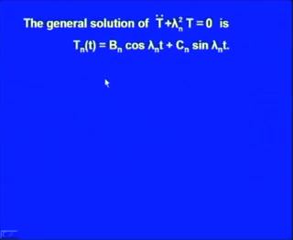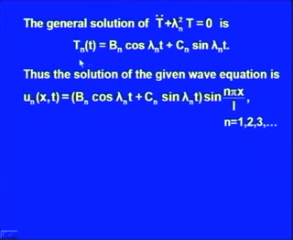So, t double dot plus lambda n square t equal to 0 will give us the general solution as T n t equal to B n cos lambda n t plus C n sin lambda n t. For each value of n, this differential equation will give us a solution. So, we can call this solution for the nth equation as T n t. So, T n t is B n cos lambda n t plus C n sin lambda n t.